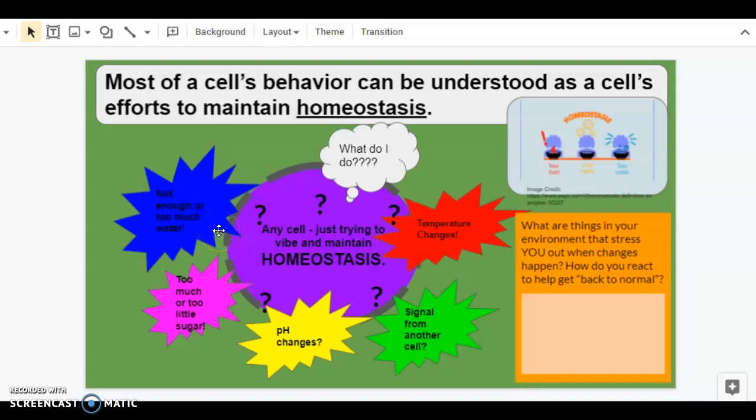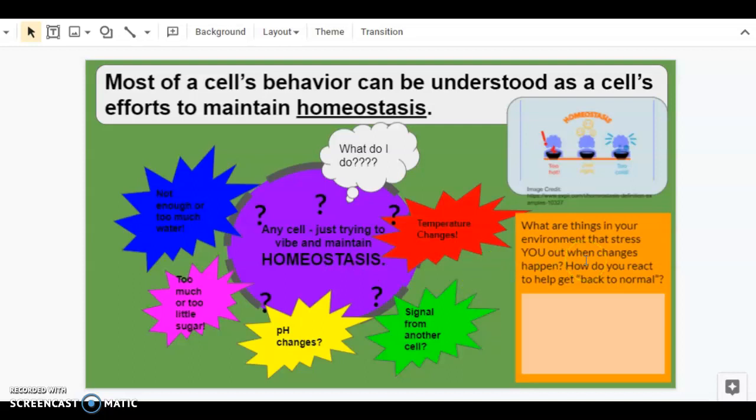Not enough or too much water? Too much or too little sugar? pH changes? Signals from another cell? Temperature changes? Any of these could disrupt homeostasis. And the cell then must respond to these changes, which creates its behavior.